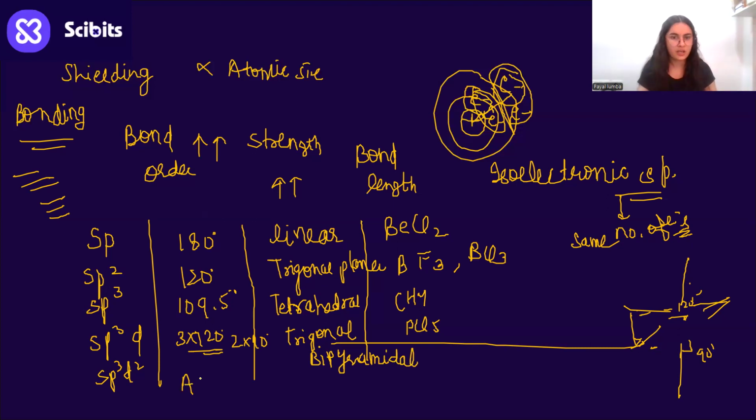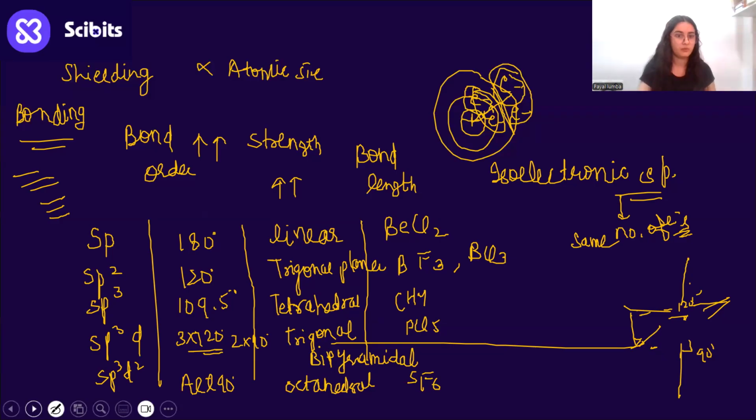For sp3d2, all angles are 90 degrees. And the shape is octahedral. An example is SF6. Okay, let's quickly move on to the next thing.